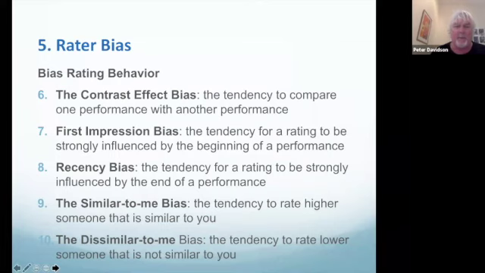The similar-to-me bias is the tendency to rate higher someone that is similar to you. So, say I was doing a speaking exam with someone and they were a good-looking young New Zealand guy like myself. I go, oh, you're kind of like me, and I give you a much higher score. The opposite being, you're dissimilar to me, you're not like me, I'm going to give you a lower score. So there's all these interesting biases.